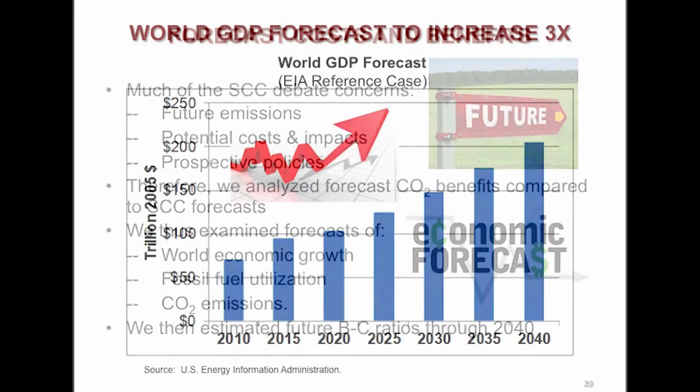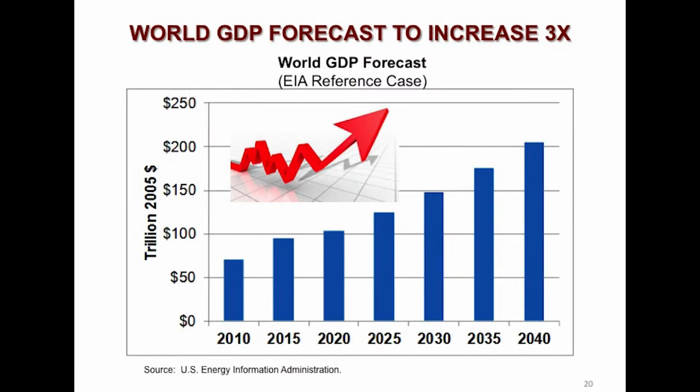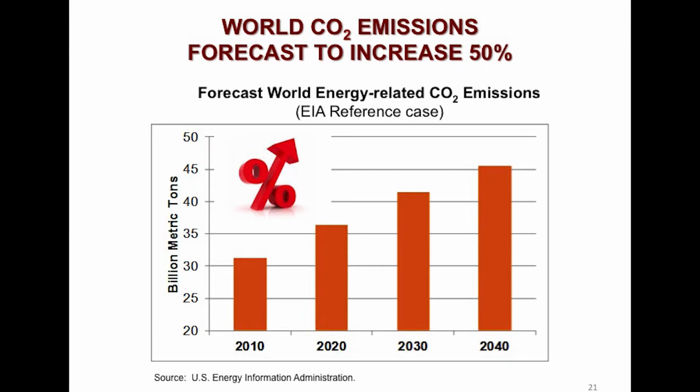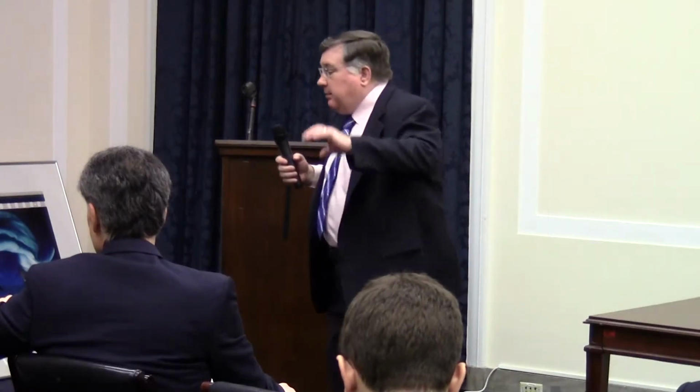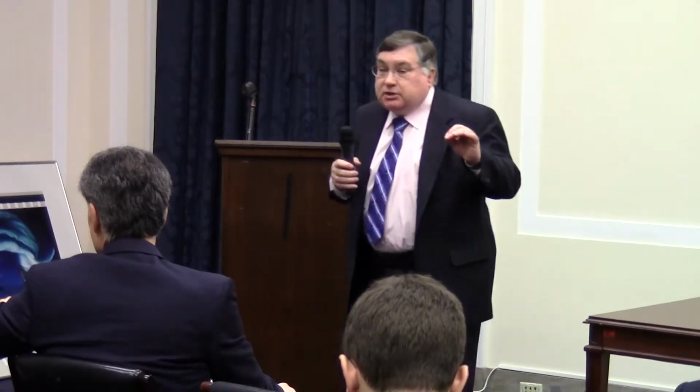Next slide, please. All right, world GDP forecast. The Energy Information Administration expects that in the reference case, over the next 30 years, world GDP will increase by a factor of 3. It's going to triple. Next slide. World CO2 emissions will also increase substantially, but by about 50%. Again, being derived from fossil fuel utilization, which is almost entirely powering that GDP growth. Next slide.